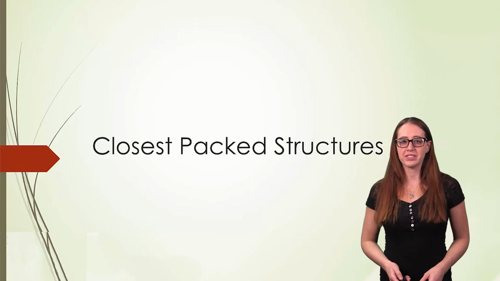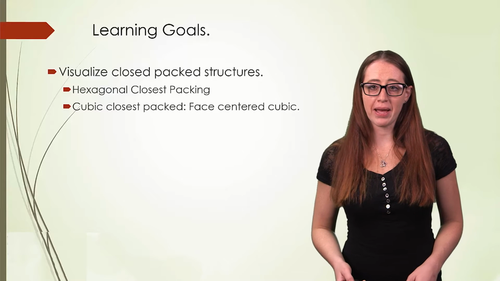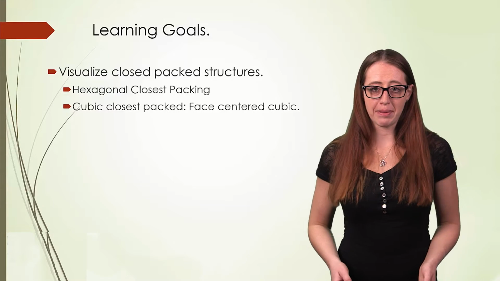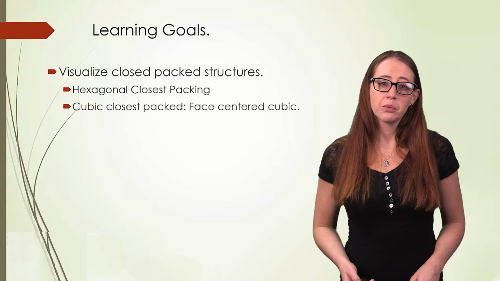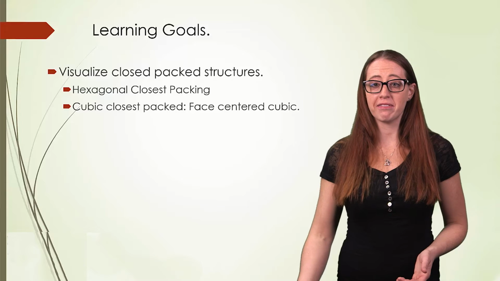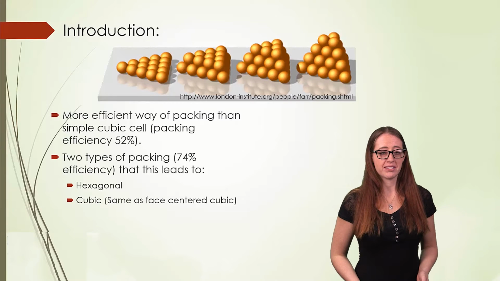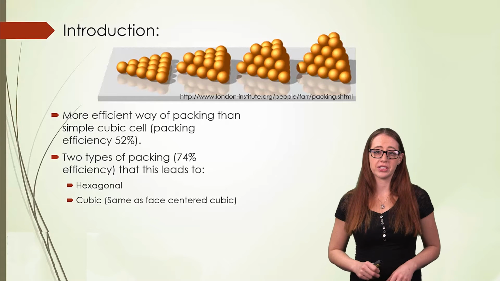Closest packed structures. In this video, we will be familiarizing you with closest packed structures. There are two of these. Hexagonal closest packed is the new one. We'll also discuss cubic closest packed, which is actually another name and another way of thinking about a face-centered cubic structure. One of the ways of picturing closest packed structures is if you are picturing stacked oranges.